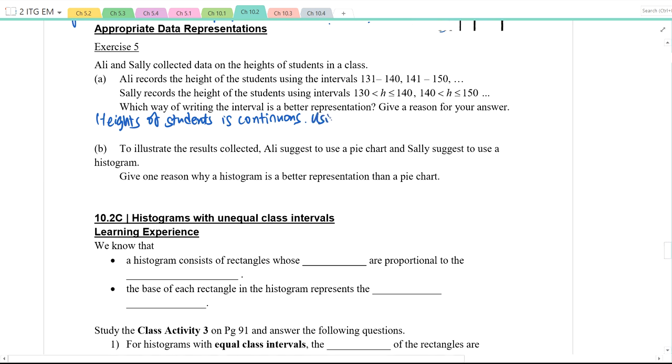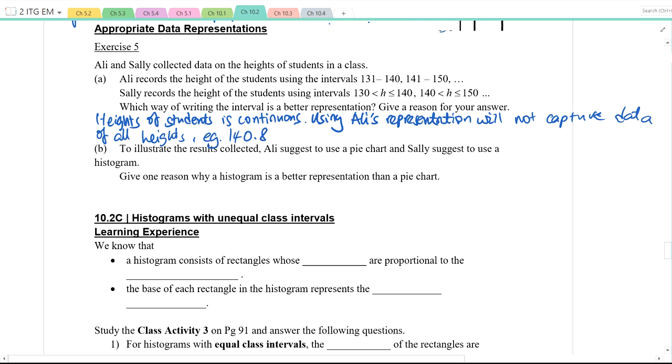So using Ali's representation will not capture data of all heights. Example, 104.8 cm. Therefore, Sally's representation is better.